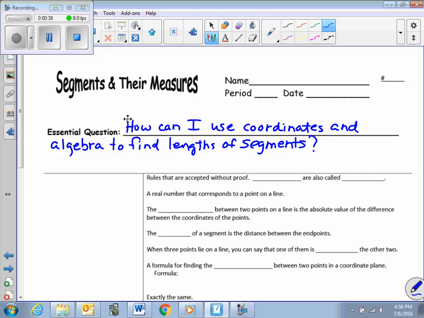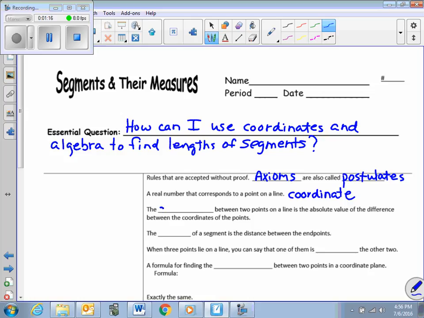Let's get some terminology down. Rules that are accepted without proof, we call them axioms, and also postulates. You will find the rules that we do have to prove are called theorems, and we're not going to talk about theorems today, but fear not, you will get your fill of theorems. A real number that corresponds to a point on a line, we're going to call that a coordinate. You'll see some examples of that in just a moment.